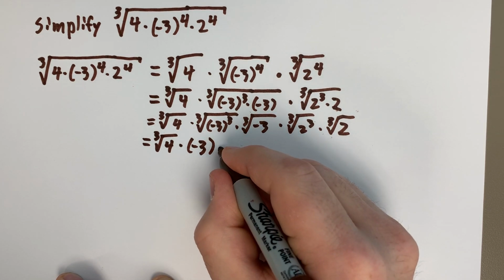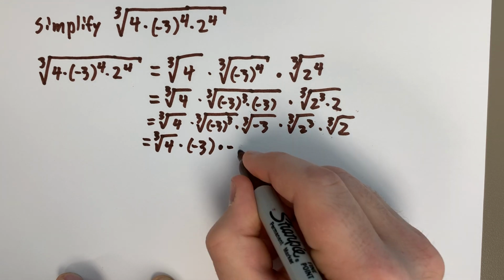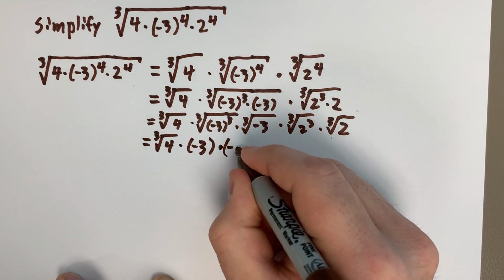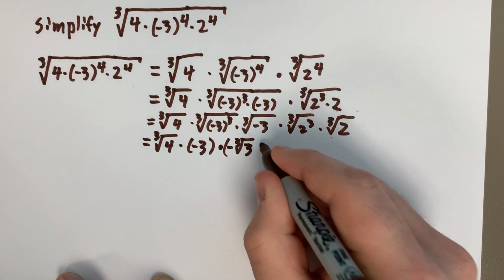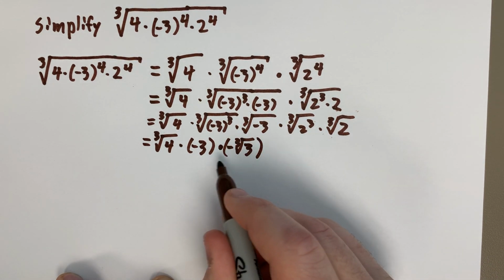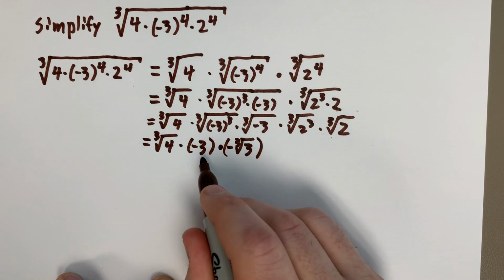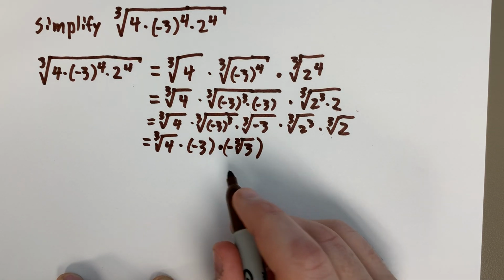So that becomes times minus, I like to put this in parentheses, cube root of 3. The negative just got pulled out. That's all that happened here. Be careful that you include the parentheses so that it doesn't look like you're trying to subtract these two things.